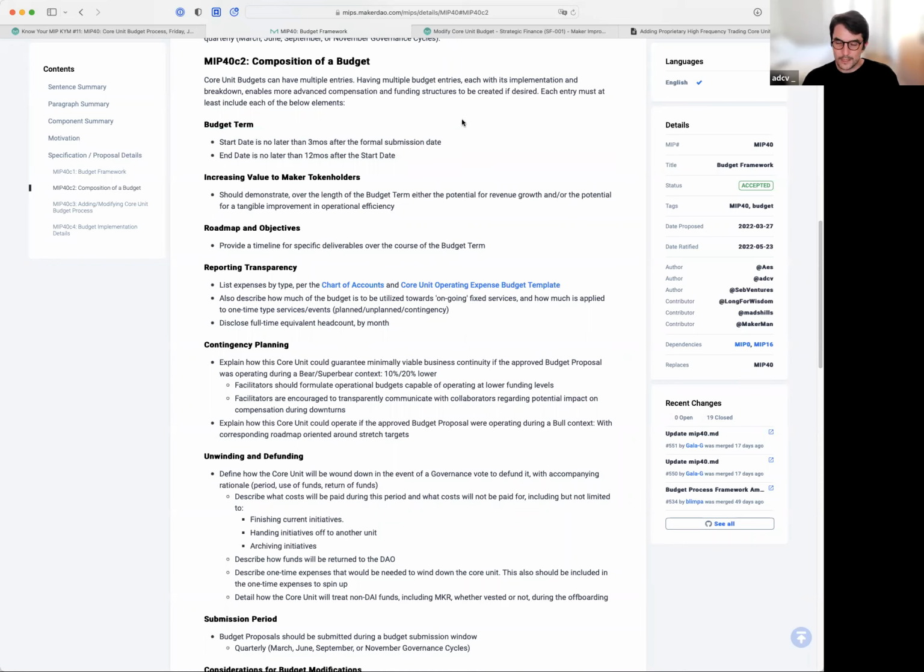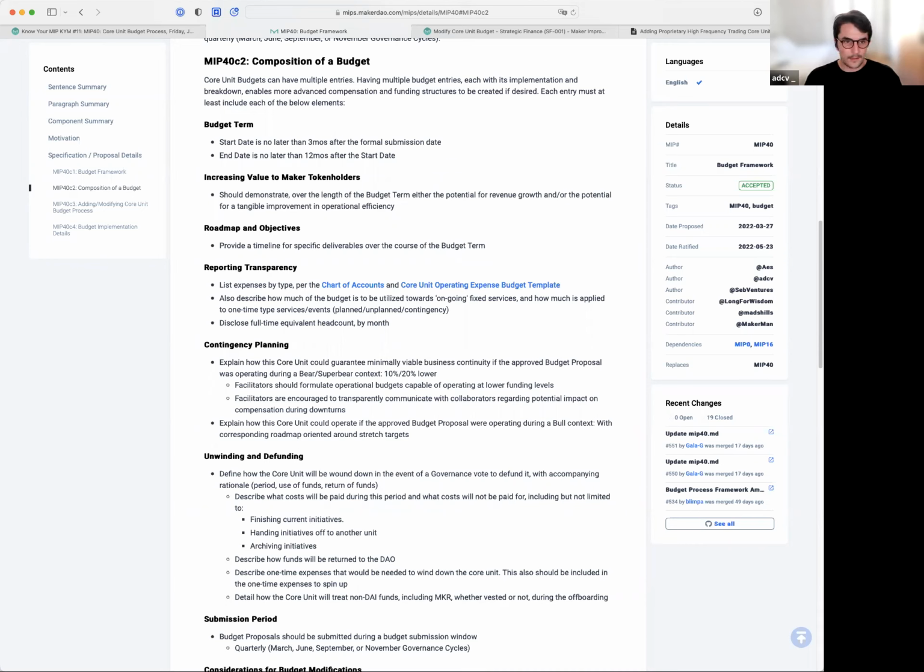So here, the first one is that we're trying to give a little bit more scope to what a budget constitutes, right? So there are MIP processes for enacting a core unit with a mandate, and then the budget should serve to bring to life that mandate with financial resources drawn from the DAO. To that extent, anything that's shorter than 3 months or longer than 12 months probably doesn't fit into this. I struggle to see what sort of budget should exist that's longer than 12 months.